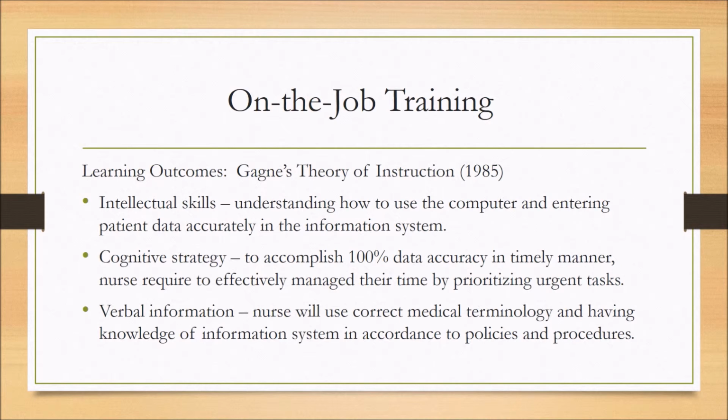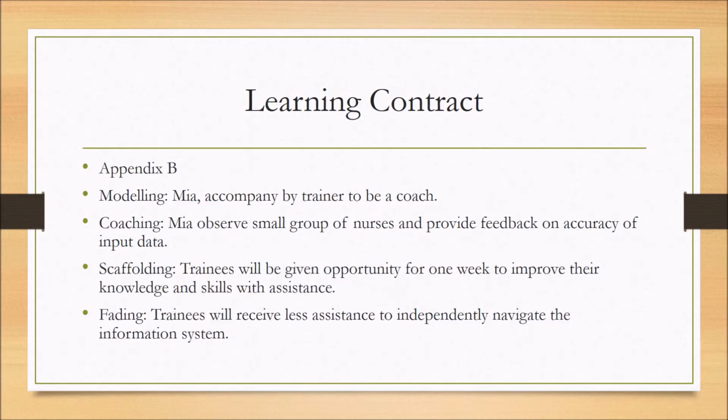Using Gagne's theory of instruction 1985, the learning outcomes of on-the-job training include intellectual skills, cognitive strategy, and verbal information. As you can see, the intellectual skills will include understanding how to use the computer and entering patient data accurately into the information system. And the cognitive strategy will be to accomplish 100% data accuracy.